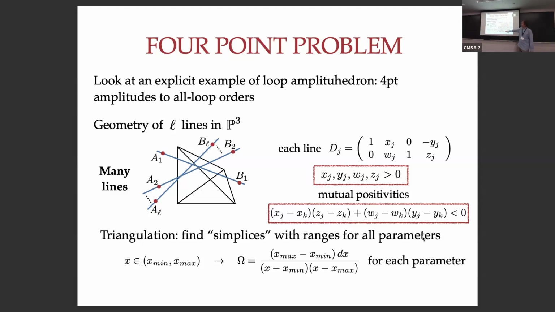And you would like to triangulate the space. Once you triangulate it, it means that for each parameter, x or y, z, w, you can write the minimal value and the maximal value. So you turn it into a line segment. Then you can easily write a D-log form for each of these parameters. But this is the hard problem: how to do it.